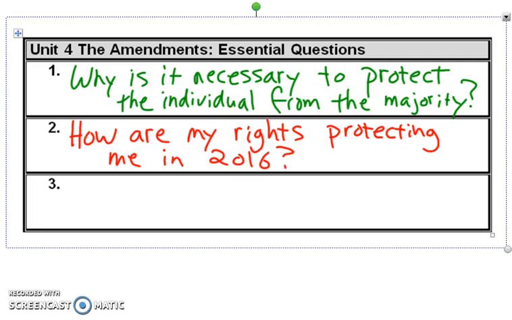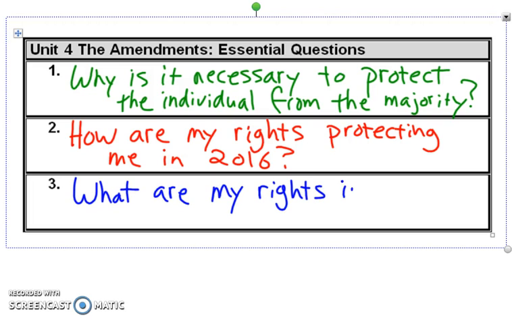And the third question that we're kind of asking, what are my rights in school? Because, as we kind of talked about, and as we will see, your rights in school are not exactly the same as what your rights are at home or at the mall or at a park. Your rights in school are a little bit different. So we want to take a closer look and see what exactly are your rights here at Northeast Middle School and then at North High next year.